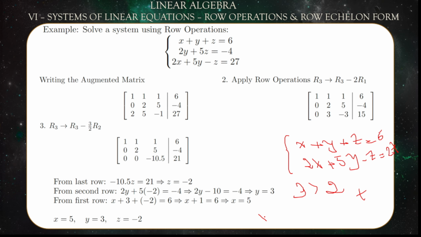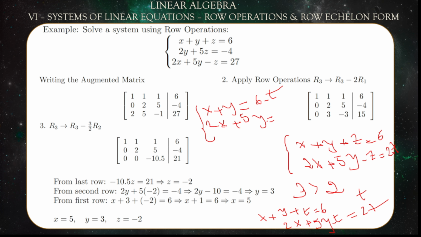So you get x plus y plus t is equal to 6, and 2x plus 5y minus t is equal to 27. Therefore, you get a new shape of the system: x plus y equals 6 minus t, as if 6 minus t is a constant altogether, and 2x plus 5y is equal to 27 plus t. In such case, you resolve the system as if t is a constant. This is how you move on when the number of equations is less than the number of variables.